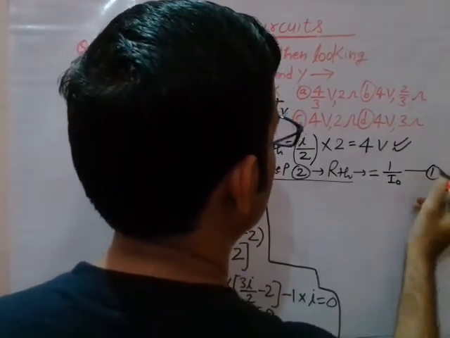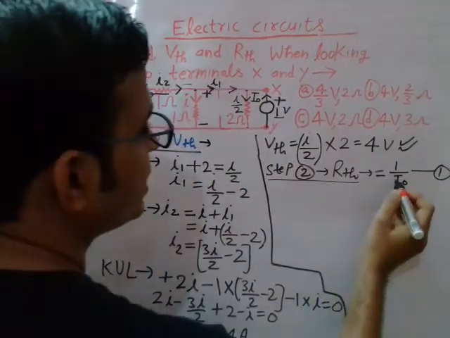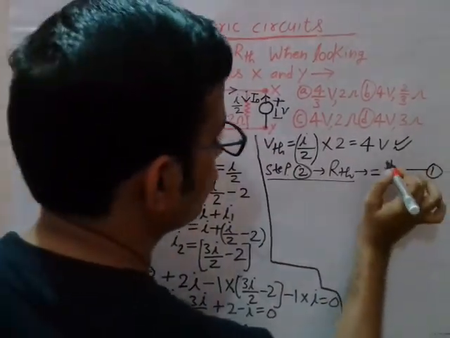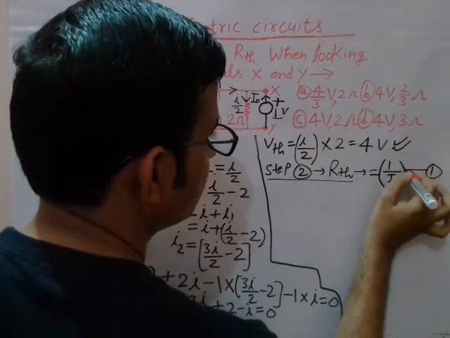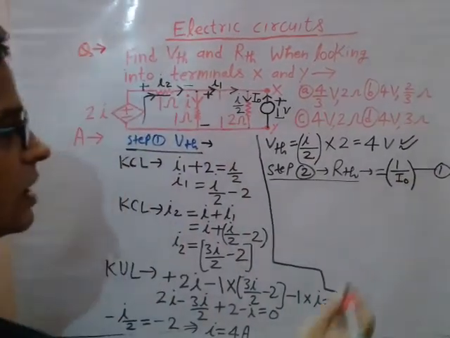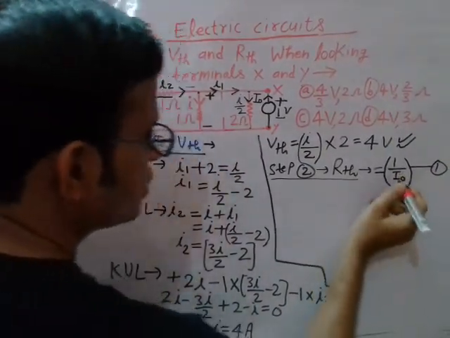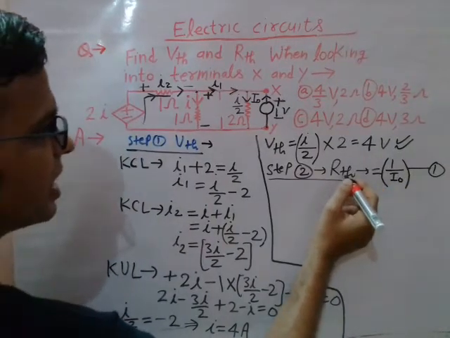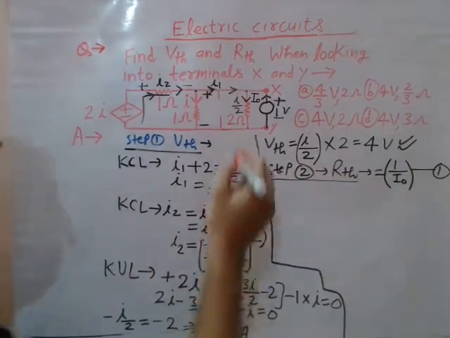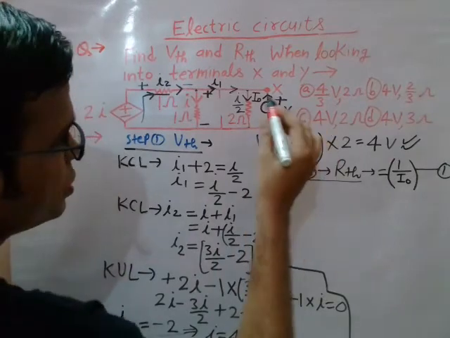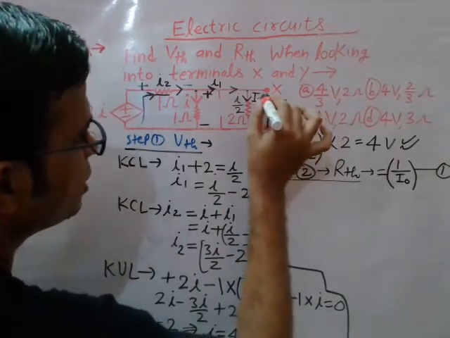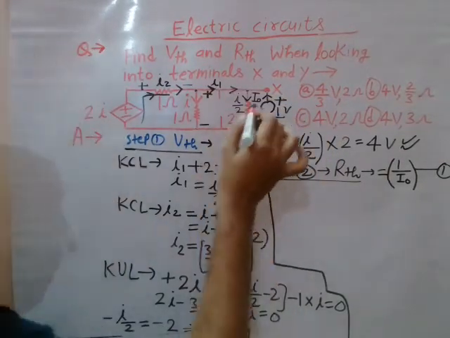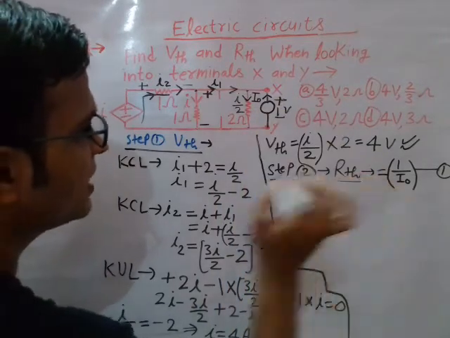Suppose equation number 1. So by any means, if I am able to find out this I naught, then I will take the inverse of this I naught, and I will immediately get RTH, right? That is the process. So here, now apply again KVL and KCL in order to find out this RTH.